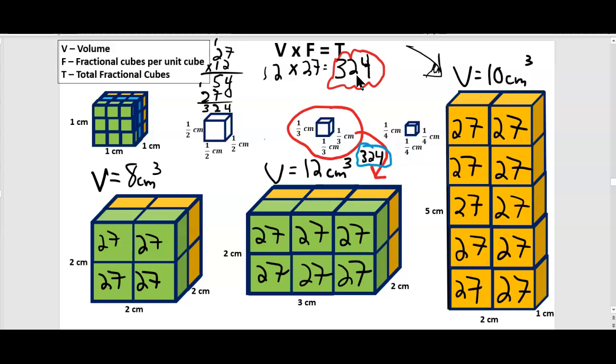How about this one? Can you do this one? Can you intuitively do it? Can you kind of do it, well, there's 27, 10 times, right? We have 10 of them.